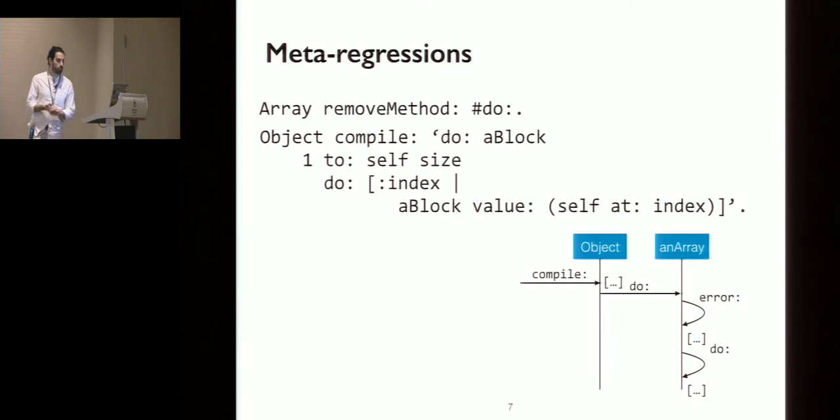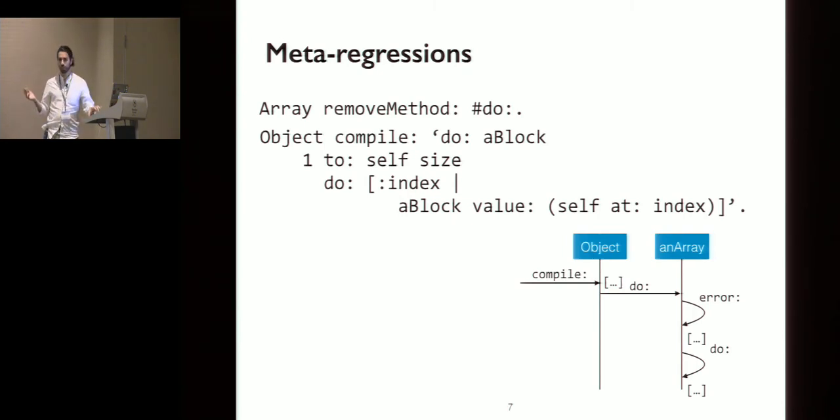And actually, what will happen if we try this in Pharo, the language that we use in the lab, is that compile will throw an exception because the do method is not there, and then handling the exception will probably raise another exception for the same reason, and so on, creating an infinite regression, which we call a meta regression because it comes from the meta level of the language.